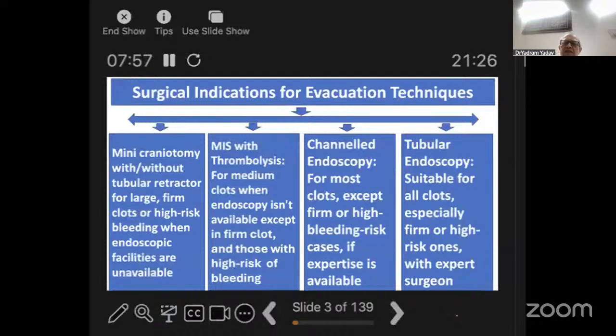Missed thrombolysis is suitable for medium-sized clot patients without access to endoscopic surgery, so where you don't have facilities for endoscopy, but it is less effective for firm clot and in cases where there is a high risk of bleeding.